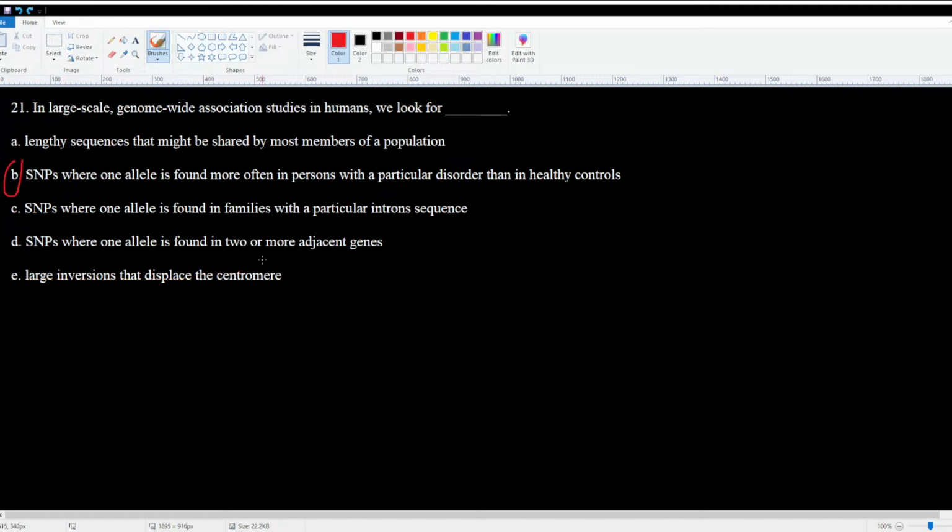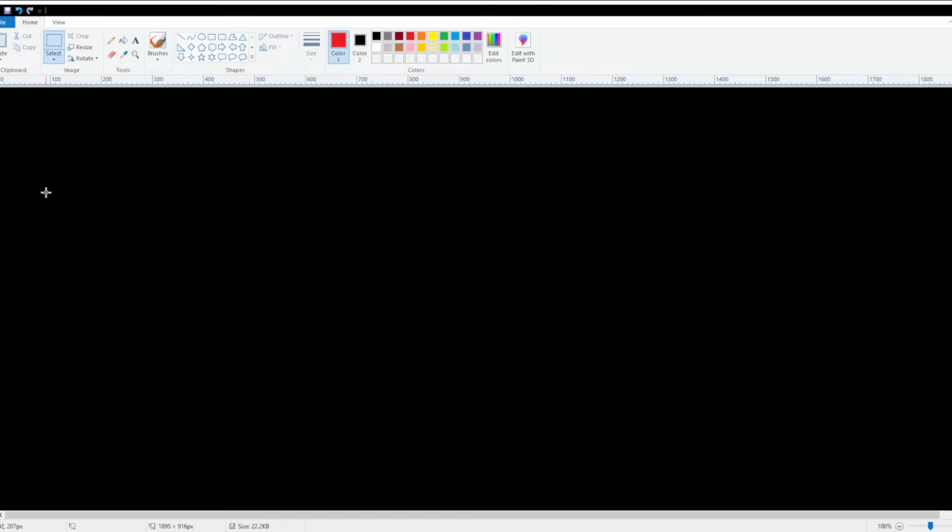It'd be a very, very subtle and very, very small change in the DNA. And then A is saying lengthy sequences that might be shared by most members of the population. Well, once again, in large scale genome-wide association studies in humans, we're not looking for lengthy sequences that might be shared by most of the population, right? We're looking for the small bits, right? We're looking for single nucleotide polymorphisms that might change from person to person, and we can compare that to the population, which is healthy, right? So here, when we're looking at genome-wide studies, we're looking for the small bits, right? We're looking for the stuff that we can actually help people in.